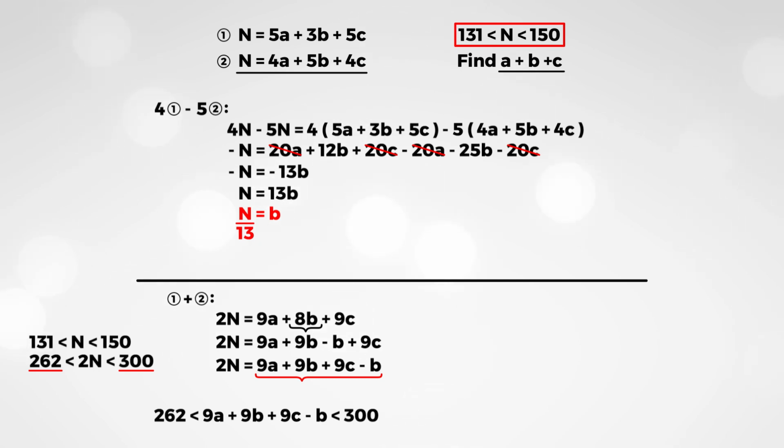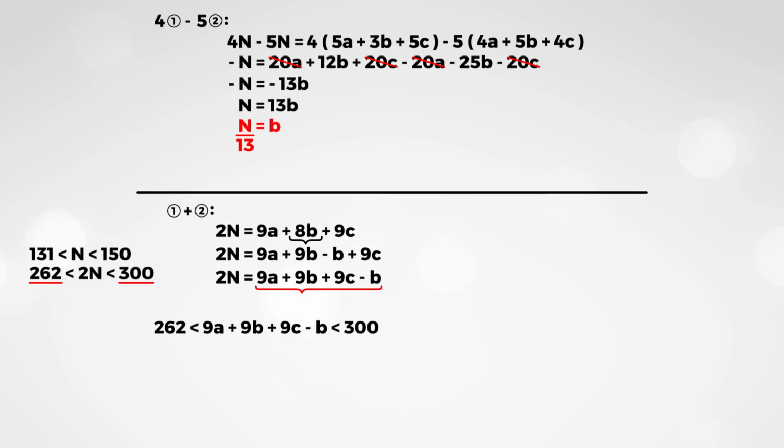And the good news is that we know that we can factor out the 9, a plus b plus c, because we're very much interested in a plus b plus c. That's what we're trying to find. And then we've got this lone b out here. But b we already figured out in terms of n. So I'm going to put that in there. n over 13 is less than 300, and greater than 262. All right?